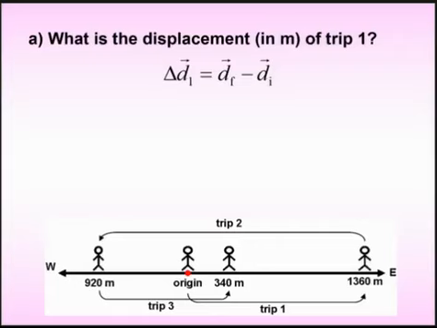Exactly. The position here of trip one, where's trip one? Trip one is here. Trip one was final at 1360 meters. Which way of the origin? Where did it start? At the origin. What's the value always for the origin? Zero. It's the center of the universe. Perfect.